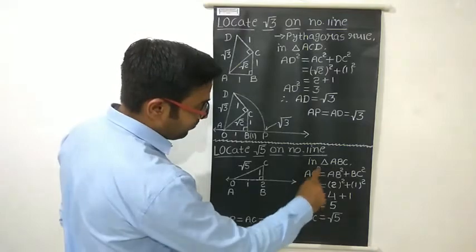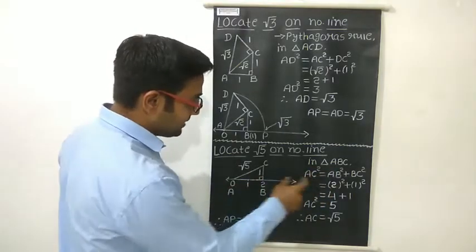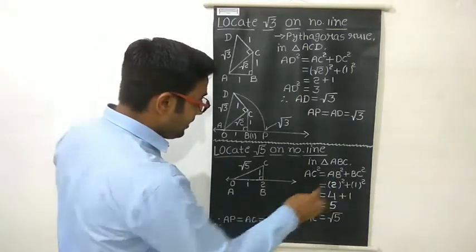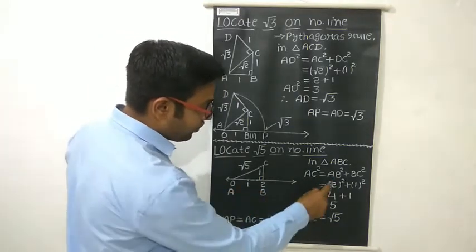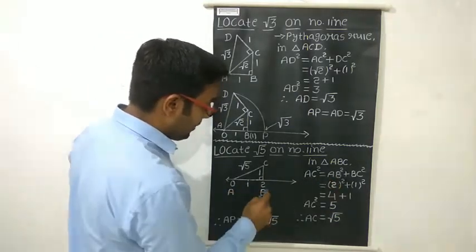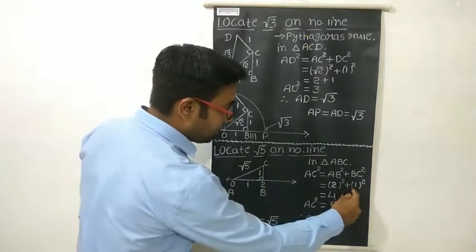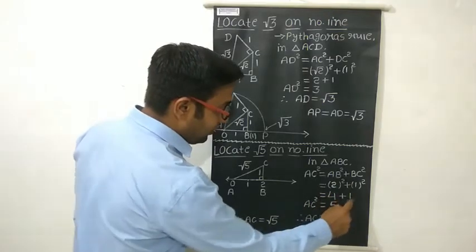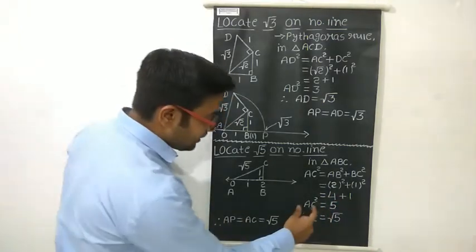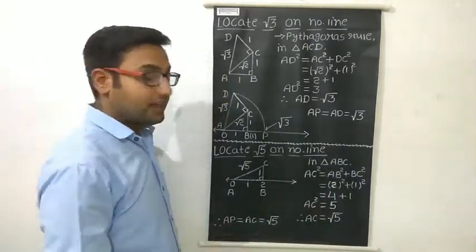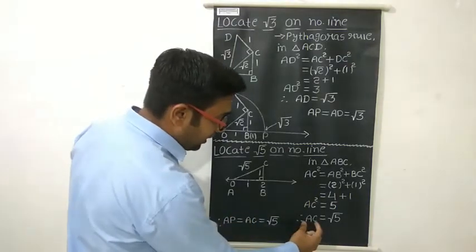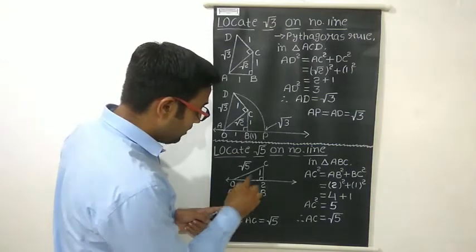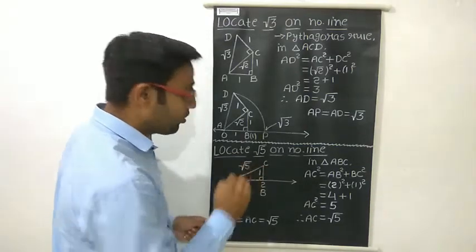Now according to the Pythagoras rule, AC square is equal to AB square plus BC square. AB is 2, so 2 square, plus BC is 1 unit, so 1 square. So this is 4 plus 1, and the result is 5. AC square is equal to 5. Taking the square root on both sides, we get AC equals root 5. This means A to C is our root 5.